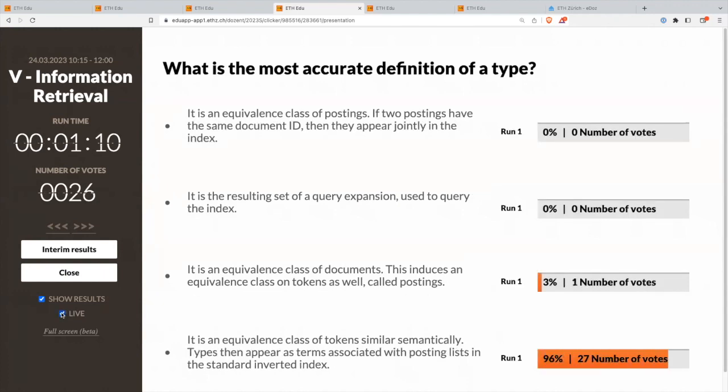All right. We have a majority. So, okay, so that was rather an easy question. And this is indeed, 100%. Wow, you did well. So it is indeed an equivalence class of tokens.